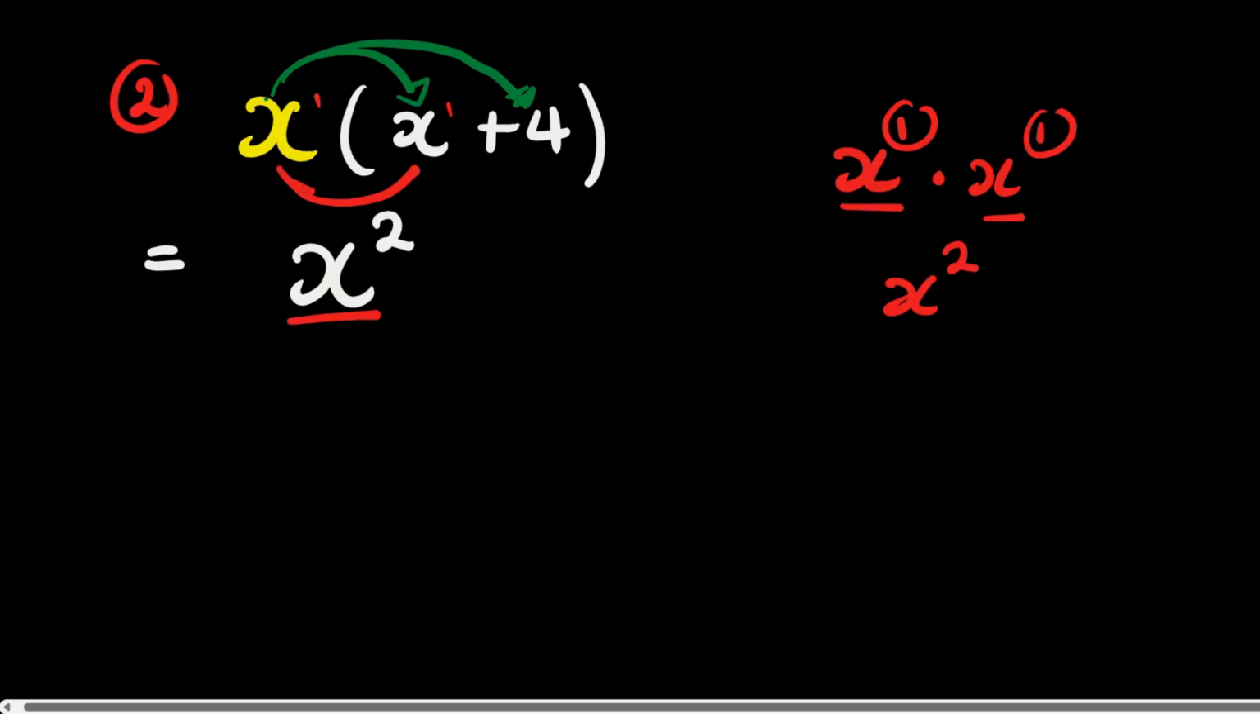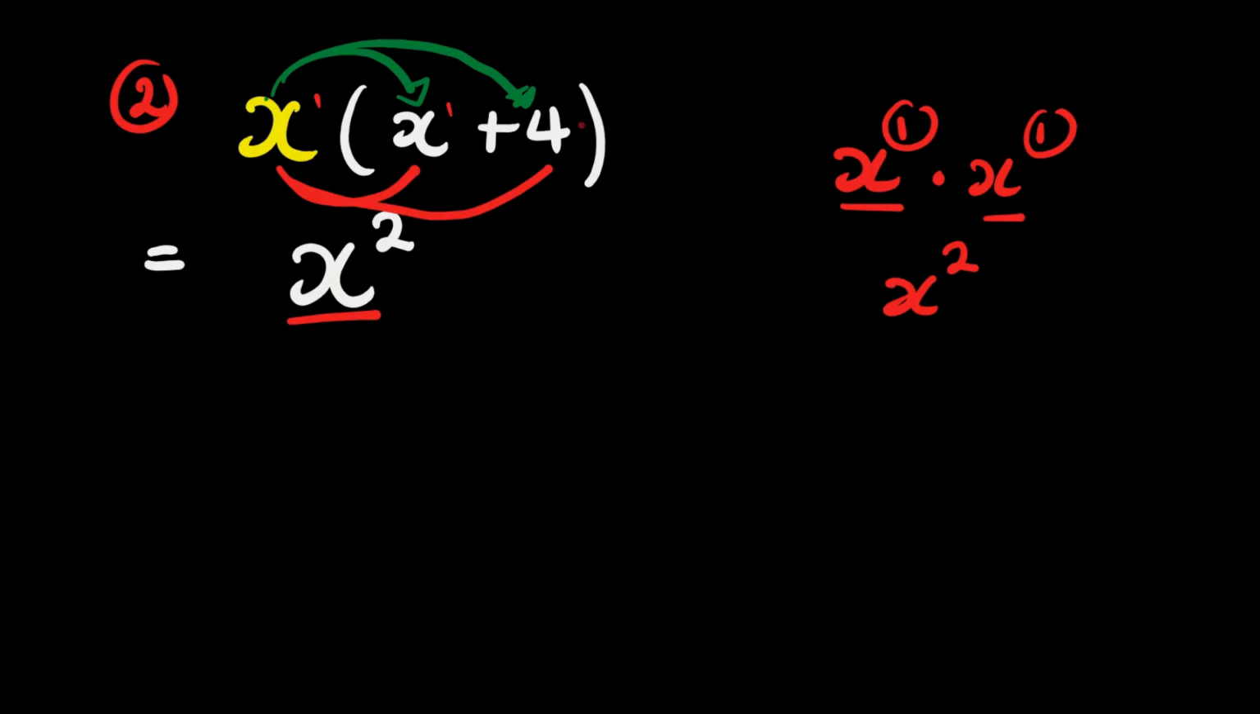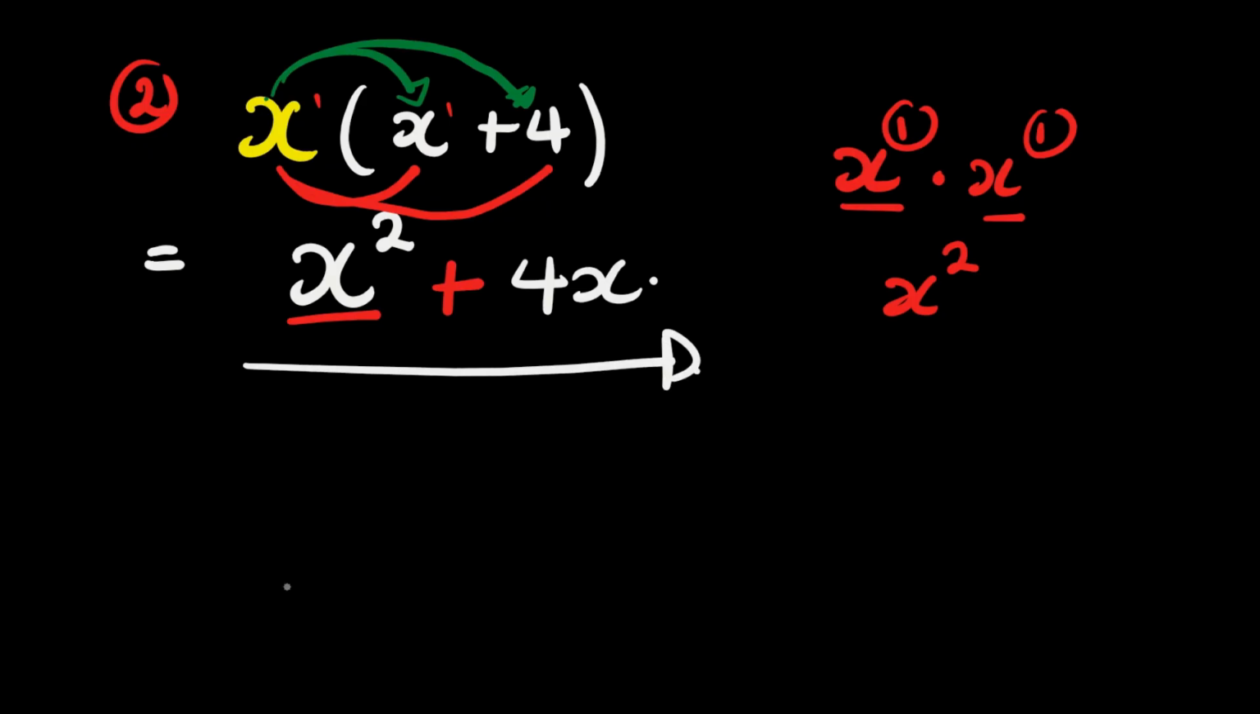And here, what else to do? We multiply the same x by the 4 here. So it will be plus 4x. Plus 4x. And this is your final answer.